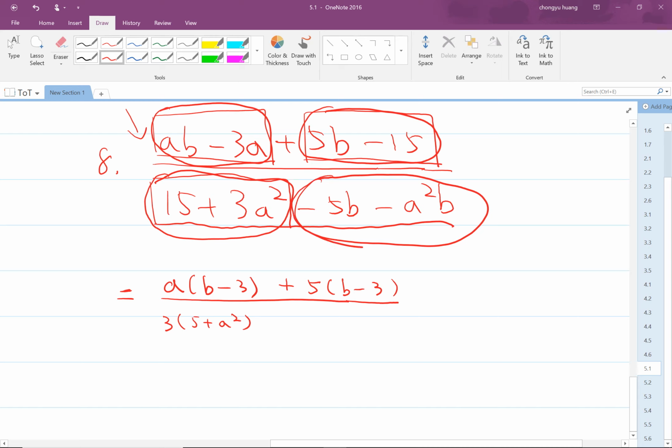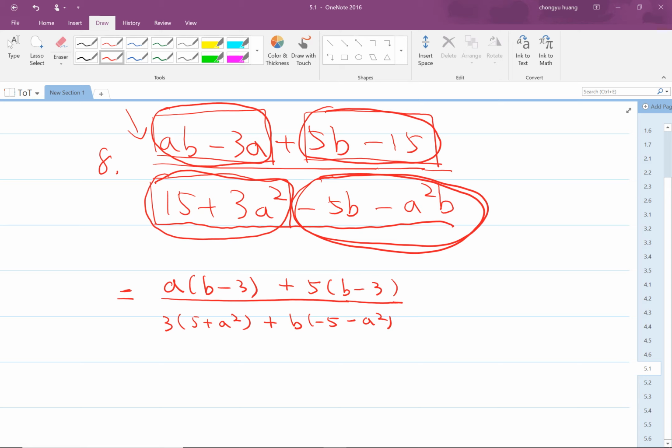Let's focus on the other part. Here what we have is negative 5b minus a squared b, so we can factor out negative b, because we have negative 5 and then negative a squared. Now things make sense, right? So basically the method we're using here is choosing the right terms, and then factoring them. You guys get it, right?